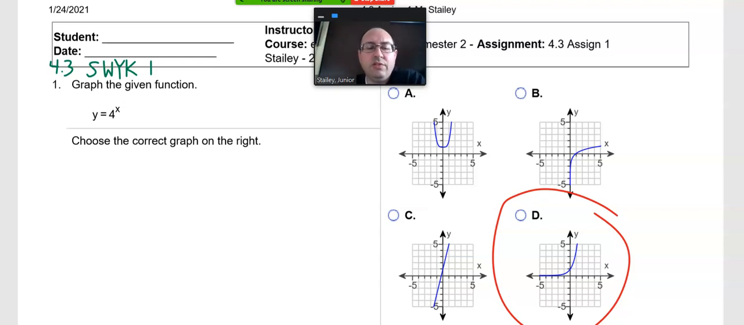Hey, we're on section 3, Swyk 1. There is only one Swyk and one assignment for this section. I didn't have enough problems that I felt like I justified 2 different Swyks.